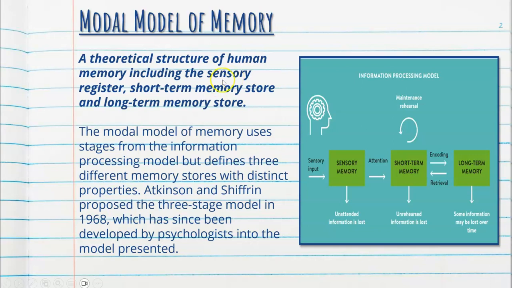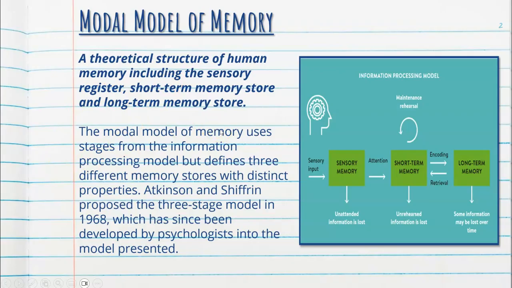The modal model of memory uses stages from the information processing model, which I've discussed in a previous video, but defines three different memory stores with distinct properties. The main pioneers in this area were Atkinson and Shiffrin, who proposed the three-stage model in 1968, which has since been developed by psychologists into the model presented here.